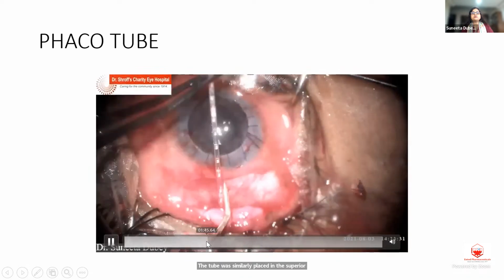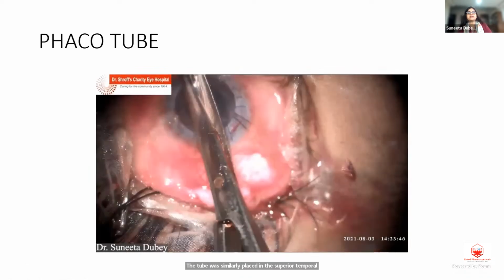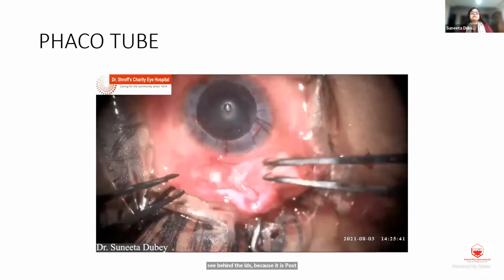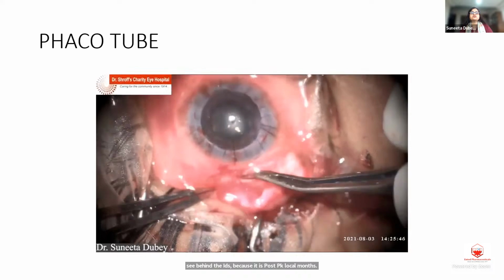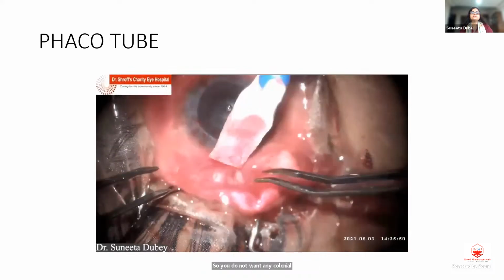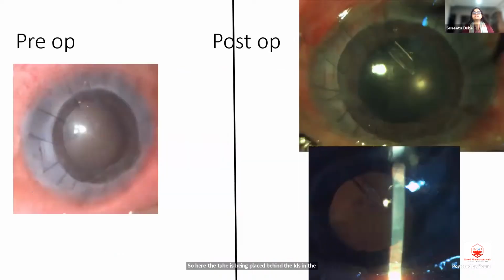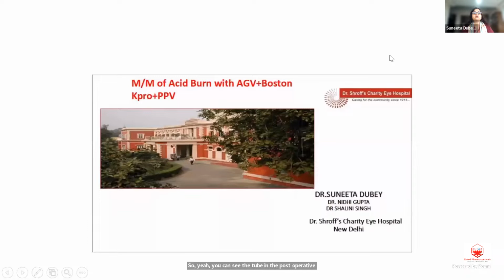Here I am going to put the tube, as you can see, behind the iris because it's a post-PK glaucoma, so you do not want any corneal decompensation. The tube is being placed behind the iris in the sulcus, and the rest of the procedure is the same. Here you can see the tube in the post-operative period, behind the iris in the sulcus, and the patient is doing well.